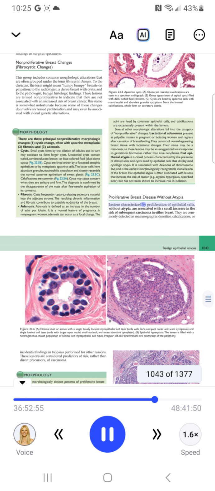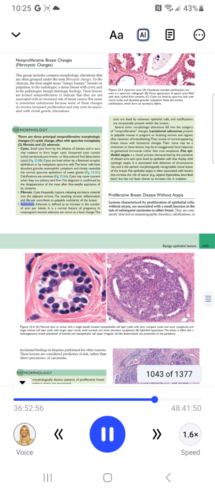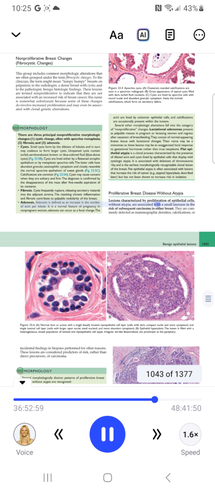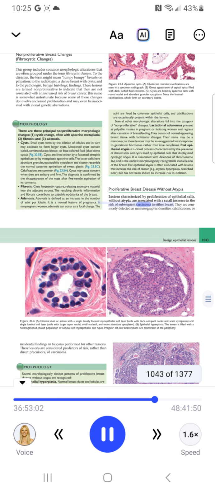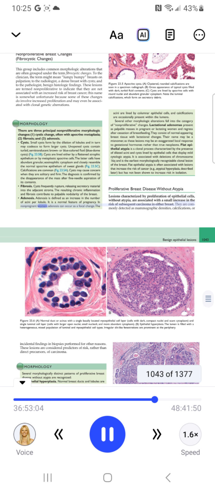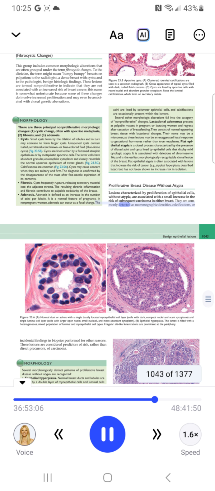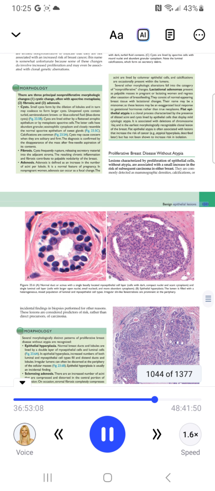Proliferative breast disease without atypia. Lesions characterized by proliferation of epithelial cells without atypia are associated with a small increase in the risk of subsequent carcinoma in either breast. Adenosis is defined as an increase in the number of acini per lobule. It is a normal feature of pregnancy and is common in pregnant women. Adenosis can occur as a focal change, detected only as mammographic densities, calcifications, or epithelial lesions.